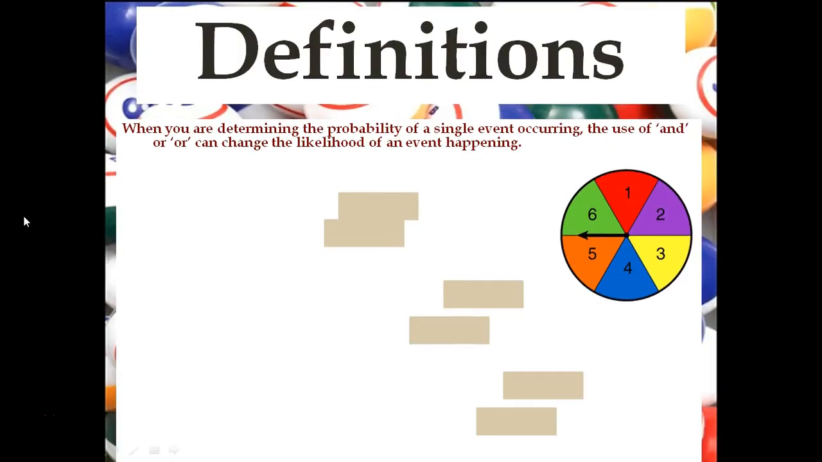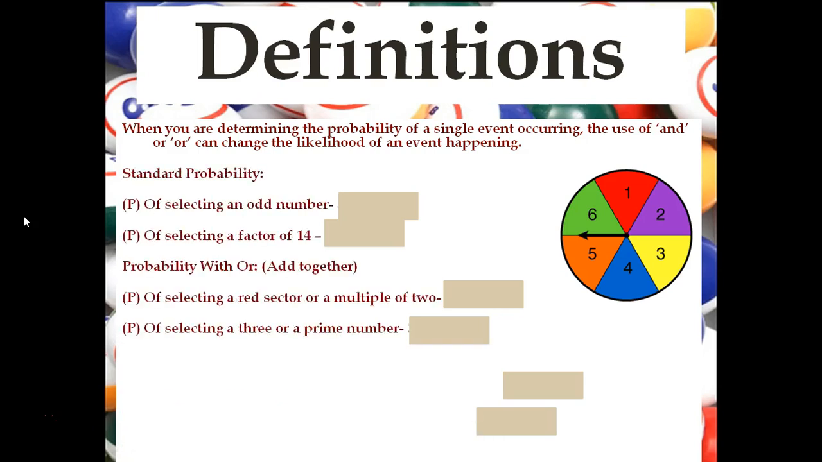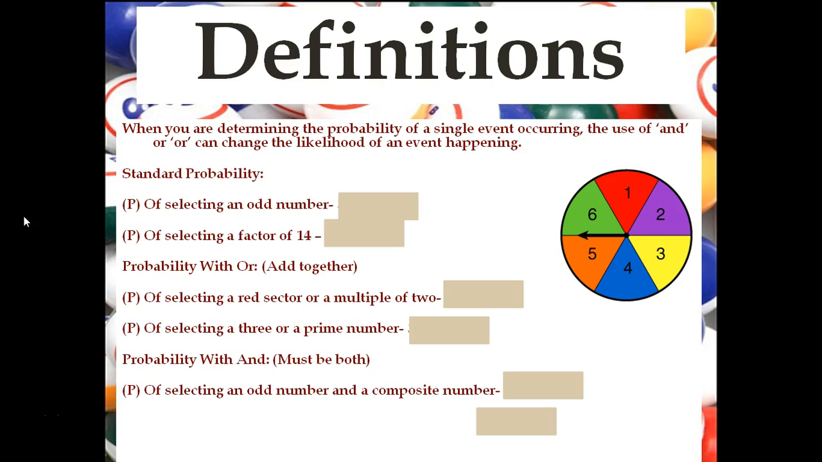So first, some definitions. When you are determining the probability of a single event occurring, the use of and or or can change the likelihood of an event happening. So we're going to look at standard probability, probability with or, and probability with and. So let's start with the basic standard probability. I have a spinner to the right. We're going to use that as our focal point for all these questions on this page.